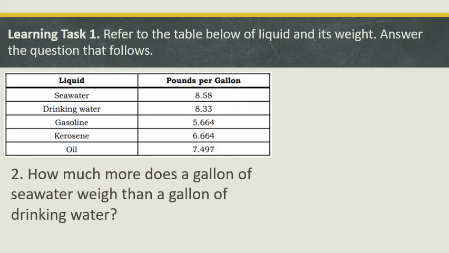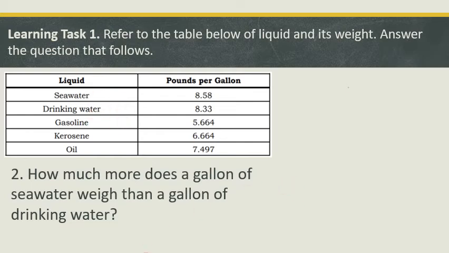Okay, so second question. How much more does a gallon of seawater weigh than a gallon of drinking water? So, tingnan natin yung seawater. Ito yung weight niya, 8 and 58 hundredths pounds. And yung drinking water is 8 and 33 hundredths pounds. Nakalagay dito, how much more? Ito yung clue natin. Ito ba ay subtraction? Okay, so let us subtract the weight of seawater and the drinking water.